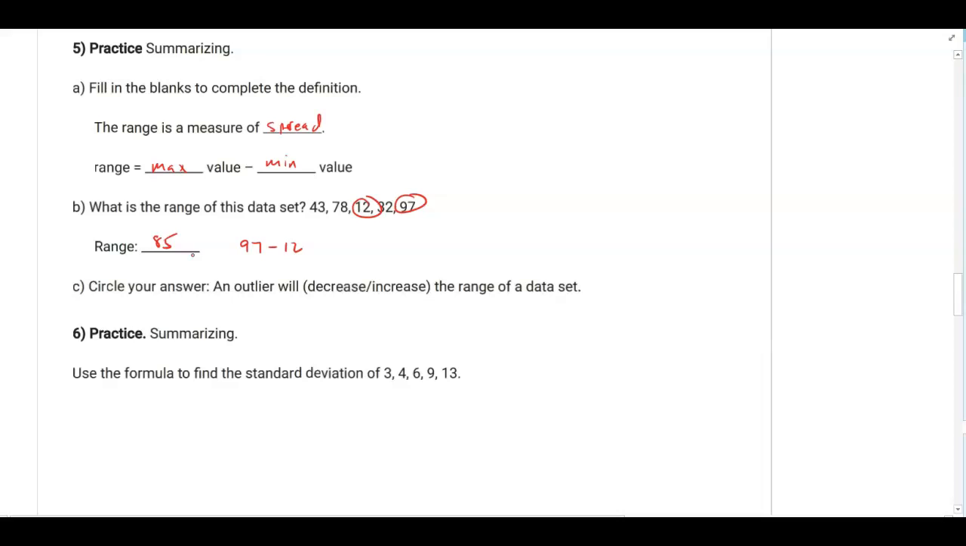Okay? Now, in this example, is there an outlier? If there is, go ahead and circle it. So if I look, I'm not going to circle it, I'm going to highlight it. If I look, there's one piece of data that is way off, and that would be the number 97. And if I look at that, this would increase the range of the data set.